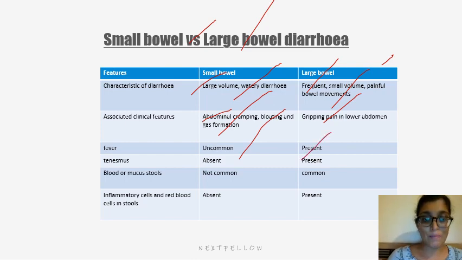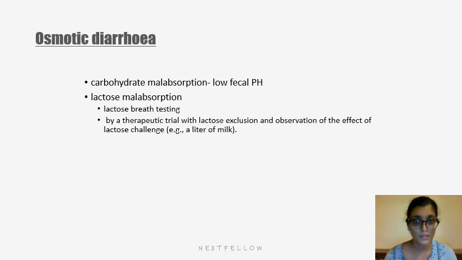Tenesmus is absent in small bowel diarrhea, it is present in large bowel diarrhea. Blood or mucus in stools is not common, it is common in large bowel diarrhea. Inflammatory cells and red blood cells in stool are absent, whereas present in large bowel diarrhea.